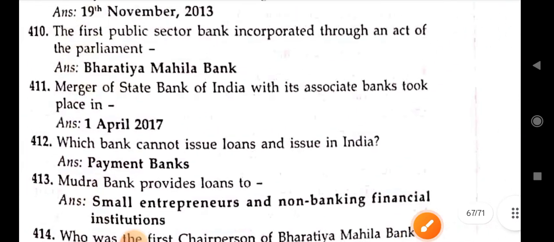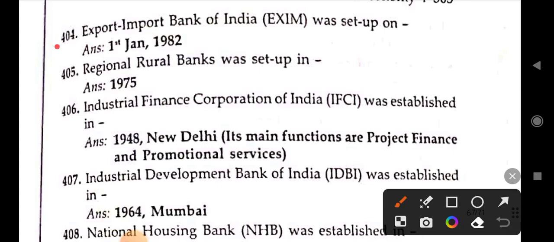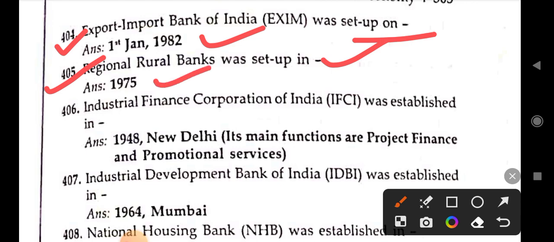Next, Export-Import Bank of India (Exim Bank) was set up on 1st January 1982. Regional Rural Bank was set up in 1975. Industrial Finance Corporation of India (IFCI) was established in 1948, New Delhi.